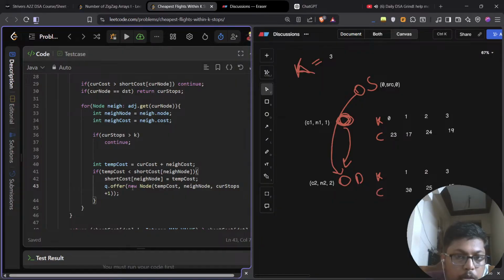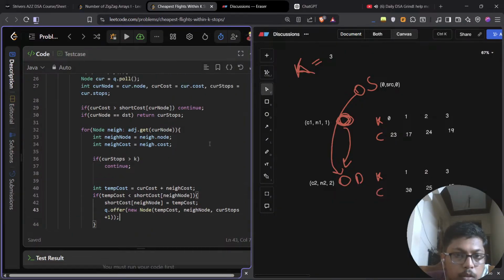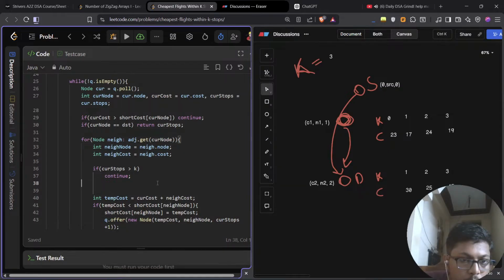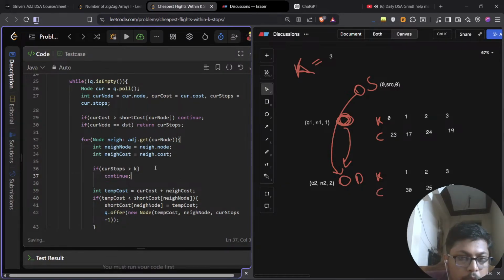So this is about the stops. Is it good to write this particular condition over here? Current stops, right? This was the last stops. Let's take it over here. Why not there? It's already fulfilled over here, right?